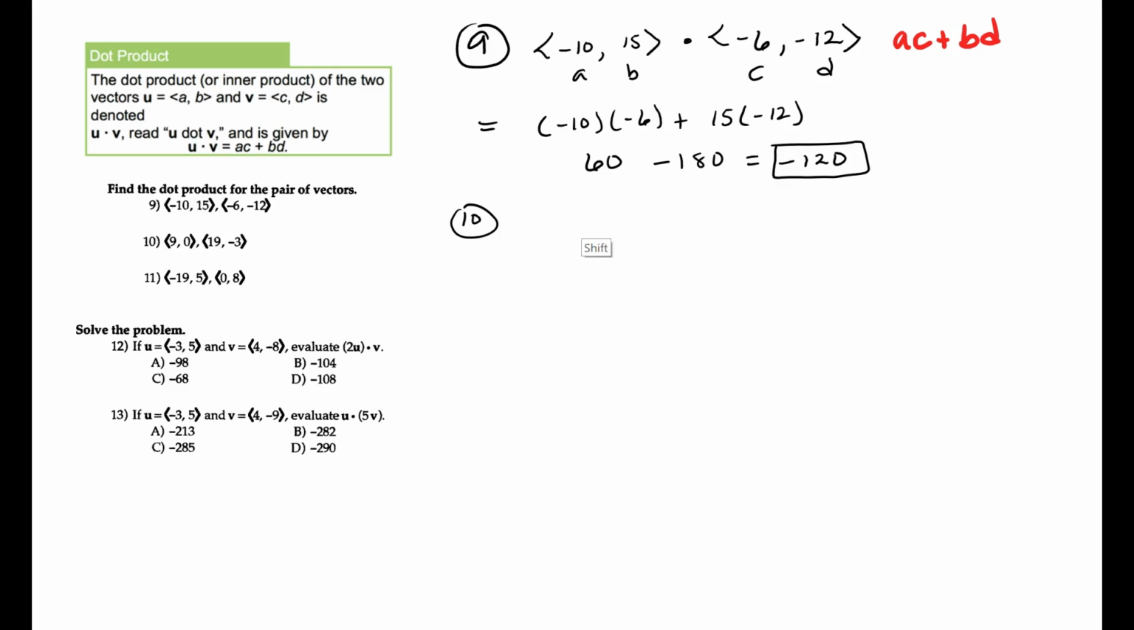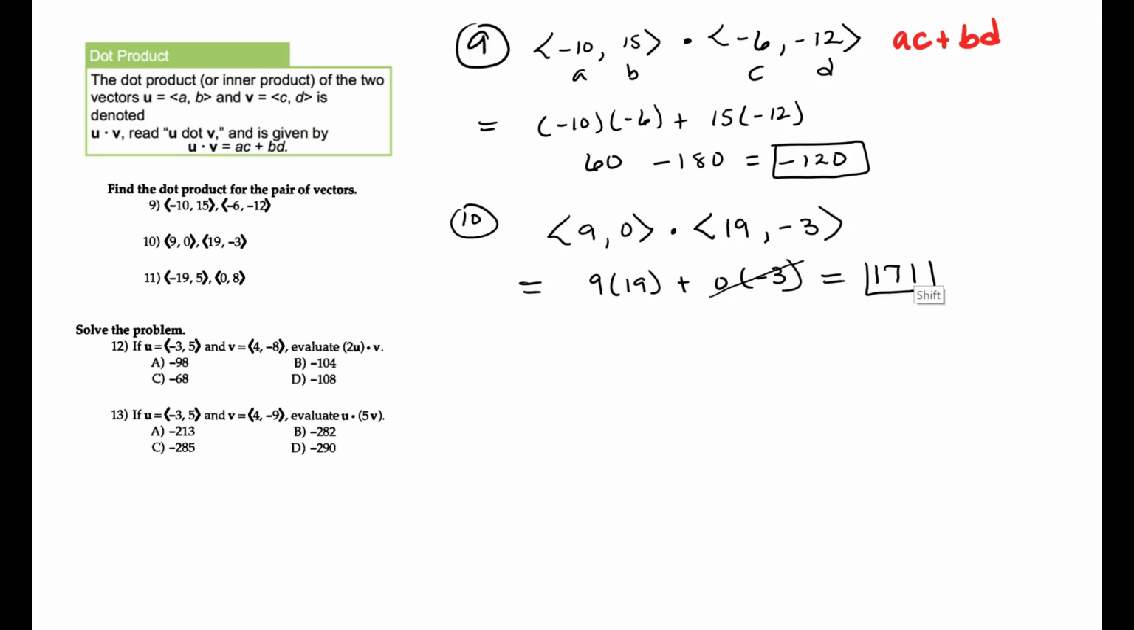Now let's take a look at number 10 right here. We're going to have 9 and 0 dotted with 19, negative 3, another vector. So we simply say 9 by 19 plus 0 times negative 3. Well, that just makes that 0.